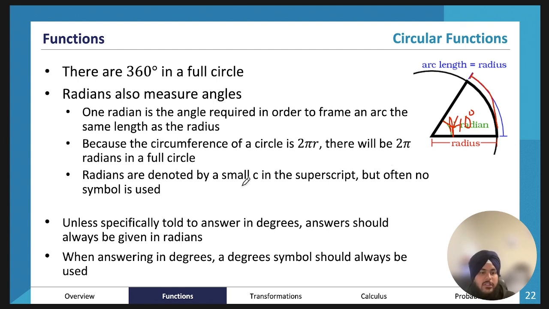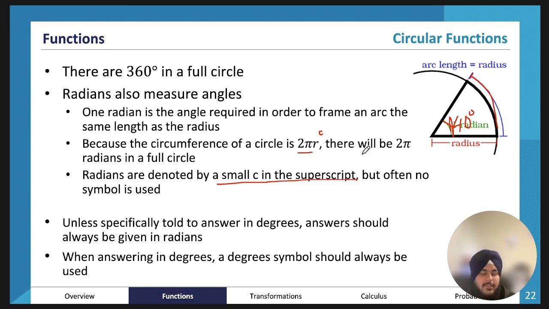A radian is actually denoted by a small c in the superscript, but often it's going to be ignored. So you're rarely going to see radians written with the c on the top. And they usually have pi in them as well, just because they're measuring the circumference. So for a whole circle, 360 degrees, the radian equivalent would be 2 pi, because the circumference of a circle is essentially 2 pi r, and r in this case is going to be 1.